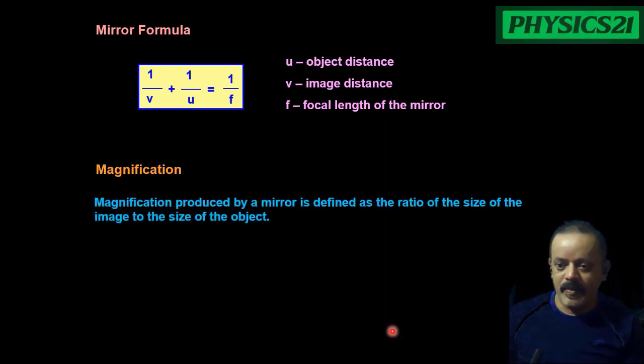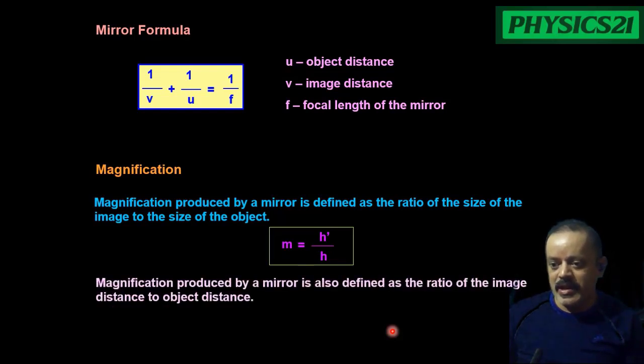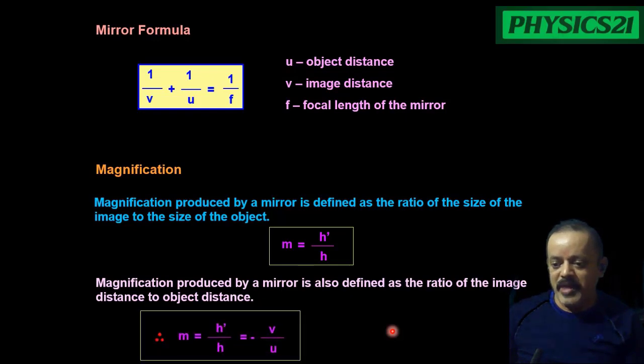Magnification. It is the ratio between the size of the image and the size of the object, denoted by m. So m = h' / h, where h' is the height or size of the image and h is the size of the object. We can also write magnification in terms of v and u. In a mirror, it is -v/u. So finally we can write m = h'/h = -v/u.